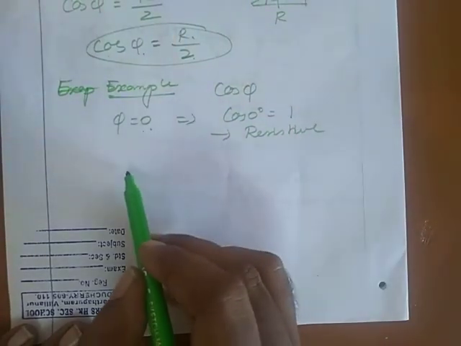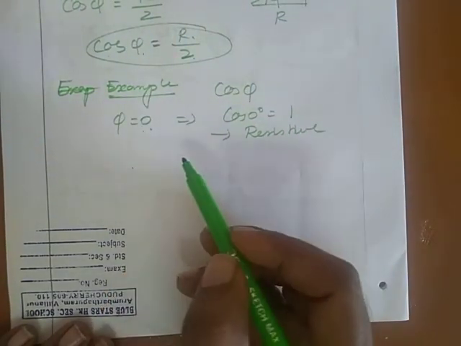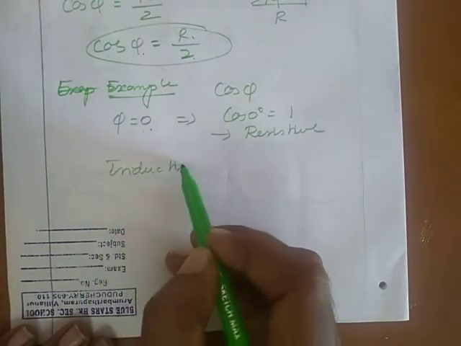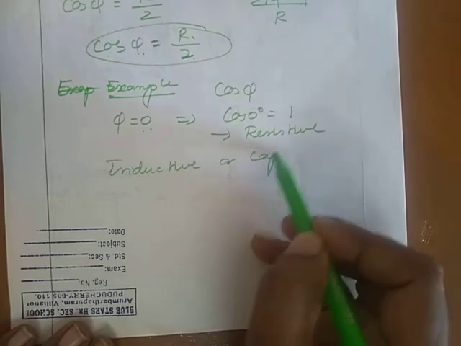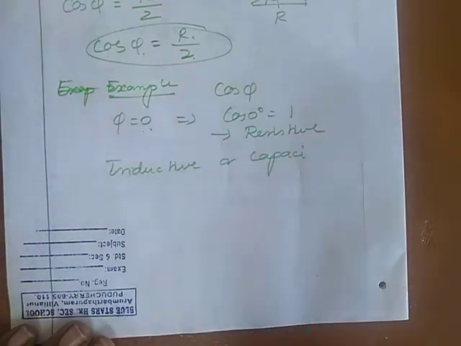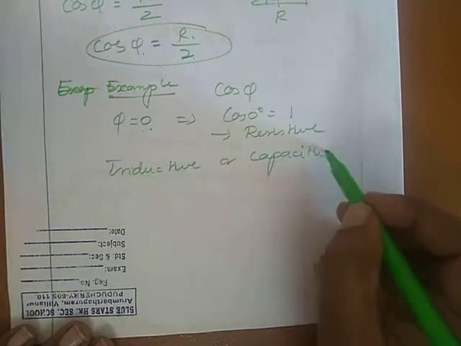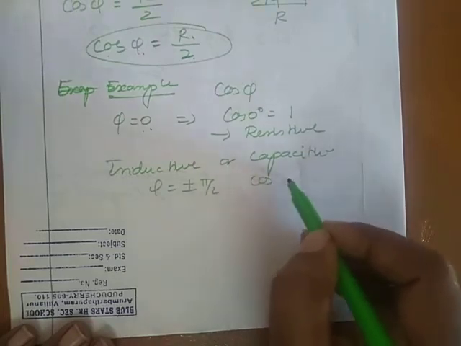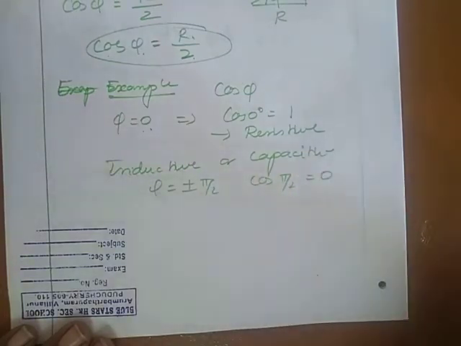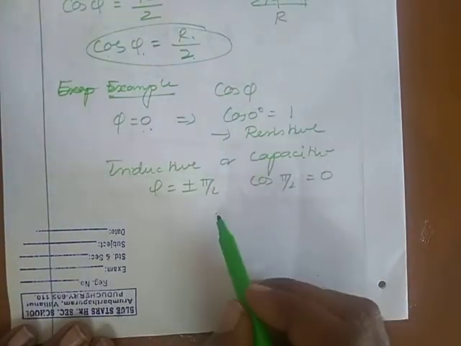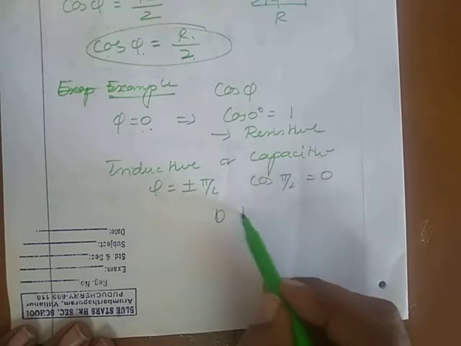Then for the inductive or capacitive circuit, there must be some angle of lead or lag between the voltage and current. Then phi is equal to plus or minus pi by 2. For that case, cos pi by 2 is equal to 0. So we are coming to the conclusion that the power factor will be from 0 to 1.